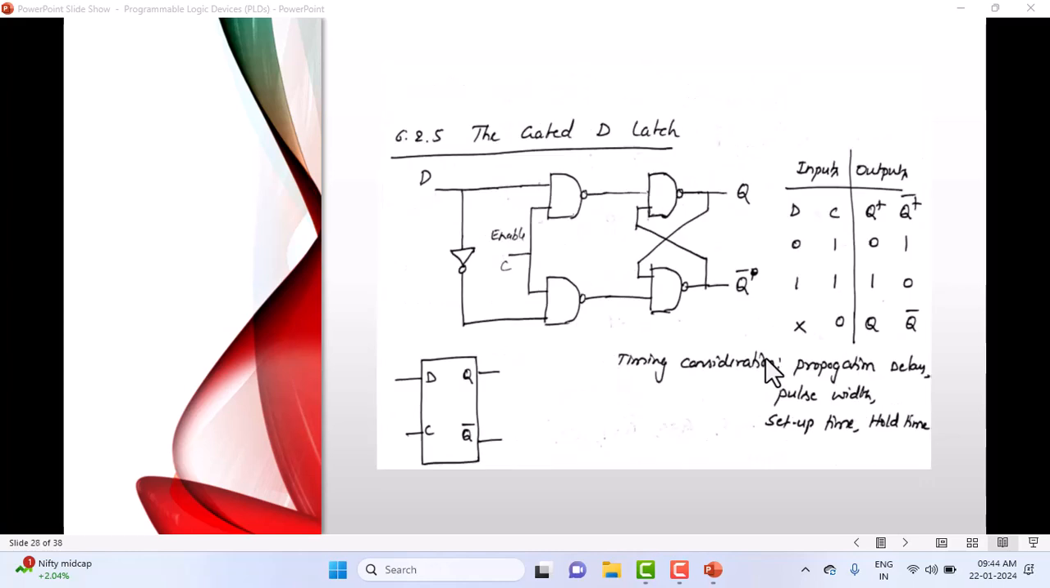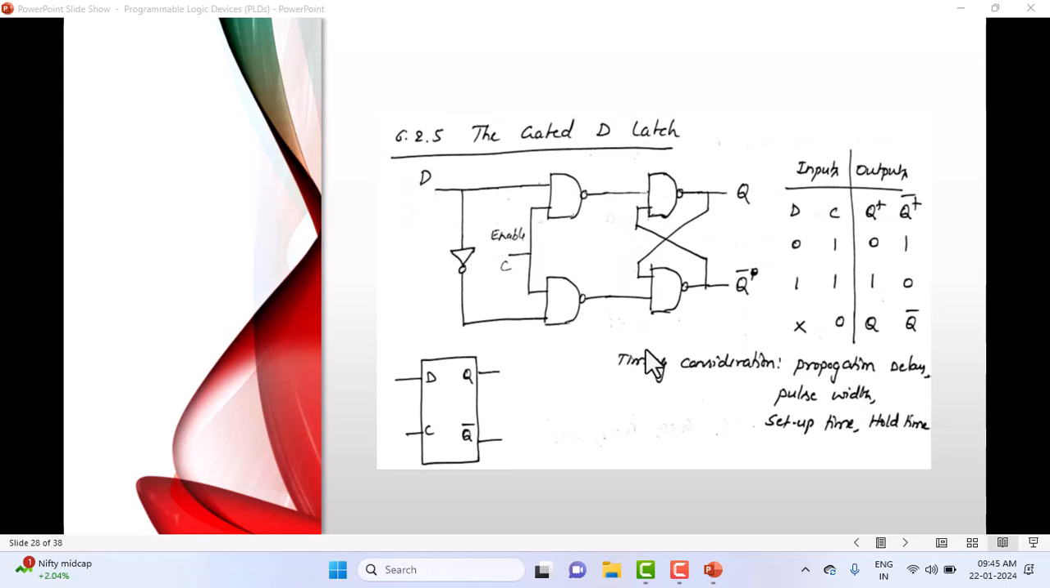Okay, gated D latch. Once you have understood how to build the SR latch, you can also go for the gated D latch. The only difference from the gated SR latch to the D latch is that we clubbed the inputs together because we want to avoid the forbidden state, the 1-1 combination. So we have connected an inverter here. S and R now become a single input.